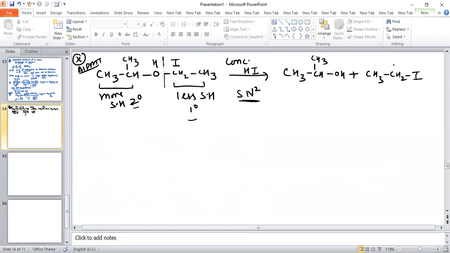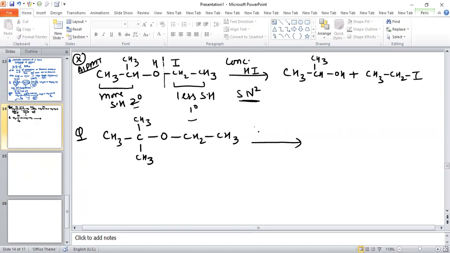Now see some more questions related to this. But if it is like this, CH3, C, CH3, and CH3, and O, and CH2, CH3, and the reaction in presence of conc HI, then which reaction will be followed now? You can see, this part is 3 degree and this part is 1 degree.